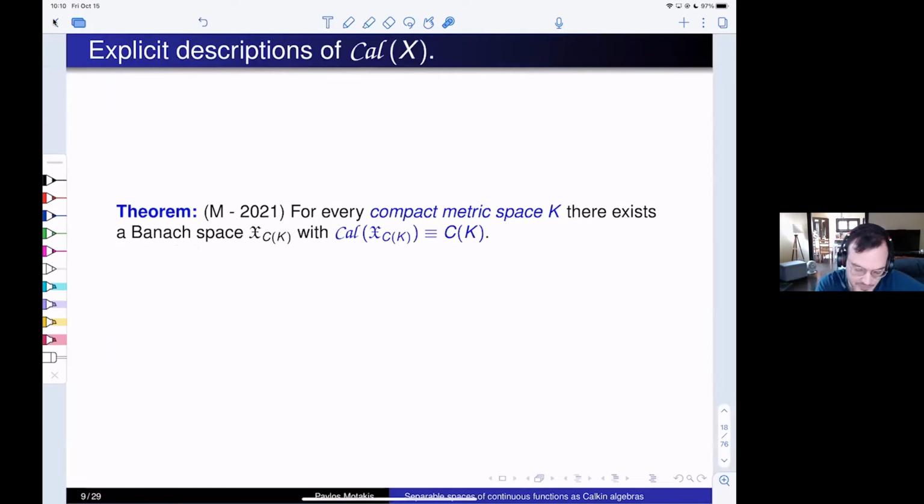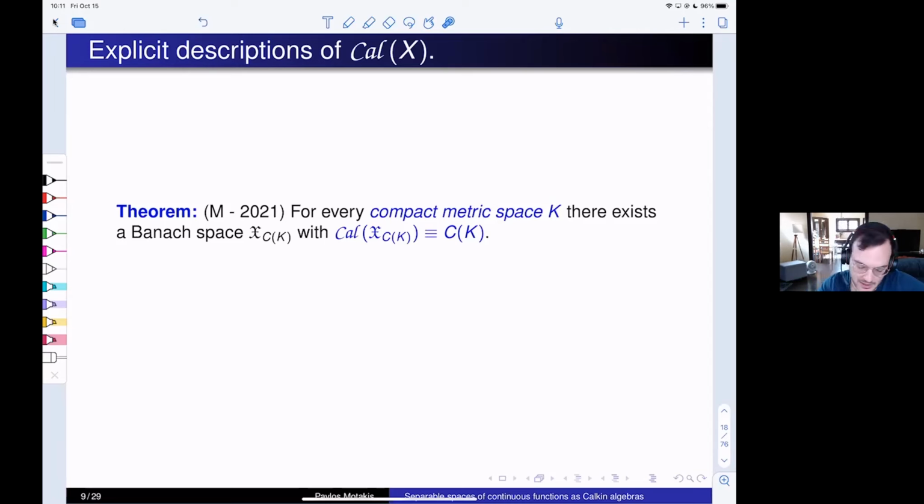For every compact metric space K, you can find a Banach space whose Calkin algebra is C(K). And a couple of comments. Firstly, this identification here is isometric. It is possible to do it isometrically by some renorming in the end. So there exists a Banach space X_C(K), so that the Calkin algebra is homomorphically isometric to C(K).